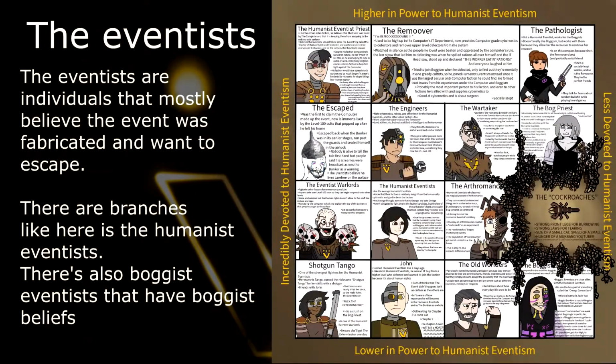The Eventists are a group of individuals that believe the event was fabricated by the computer, and search for a way to find the truth about the surface. This faction has multiple deviations like the Boggist Eventists, that seem to incorporate Boggist views into their beliefs.